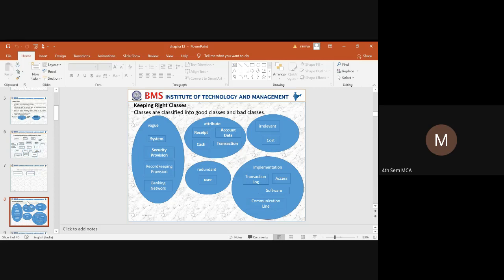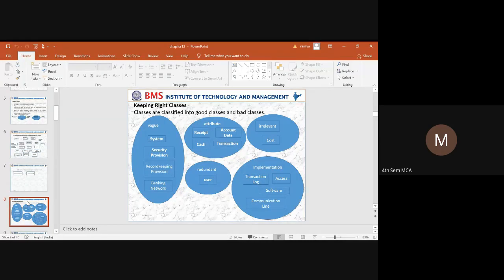Next thing is banking network. When you say a banking network, all the banks have their own servers, and later those can be connected to the central server, right? So whether you are referring to the central server or a particular bank server, that we need to specify.